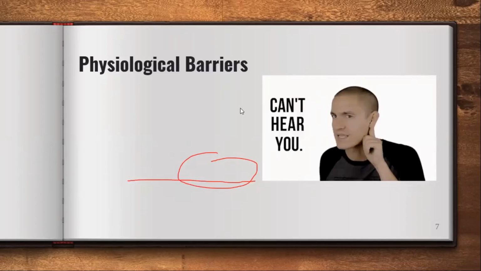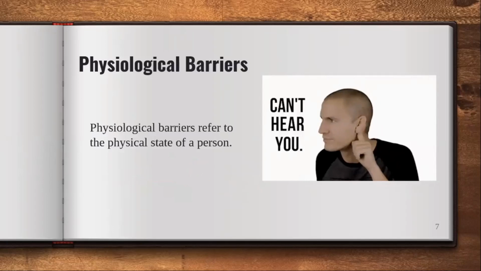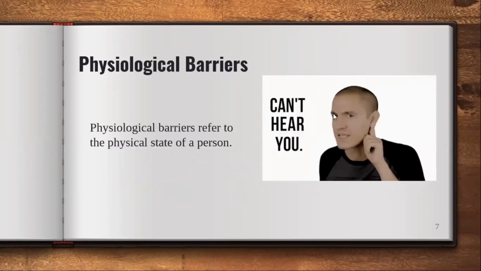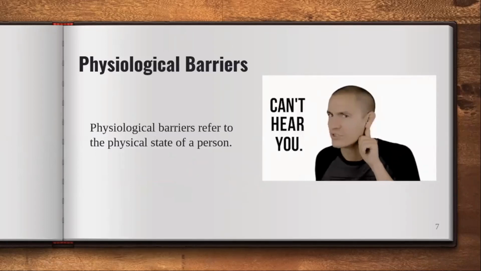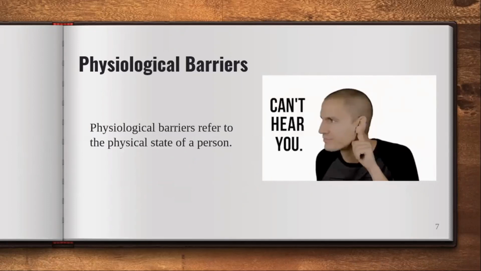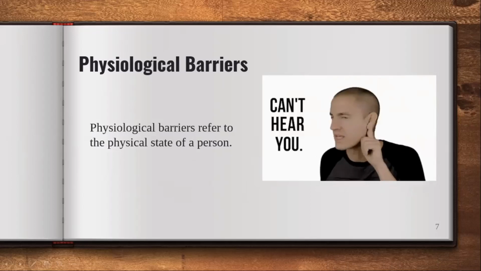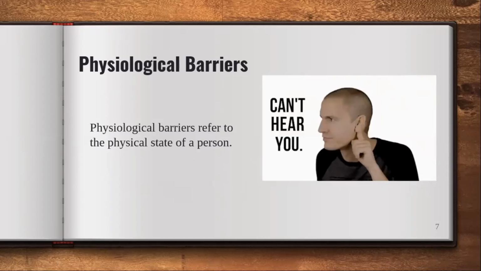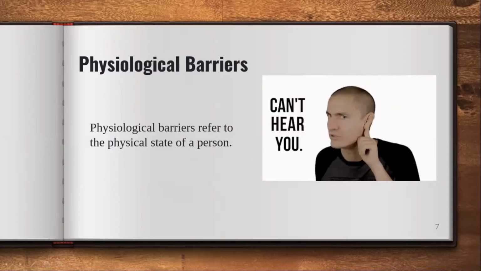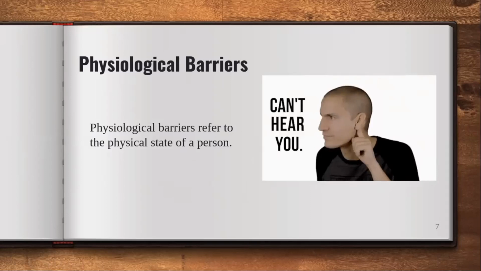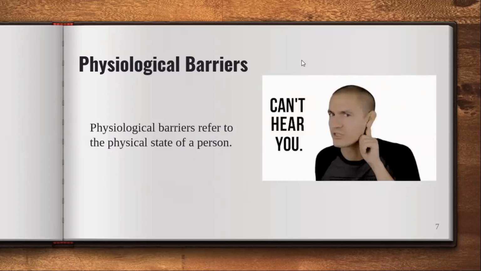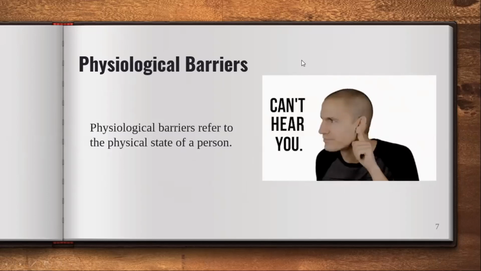So this refers to the physical state of a person that affects him or her in communicating, just like this one in the photo or in the video. As you can see, if you have poor hearing, if you cannot hear clearly, that will affect you in communication. Why? Of course, it will be your disadvantage. You will not get and understand the message well because you can't hear well, right?